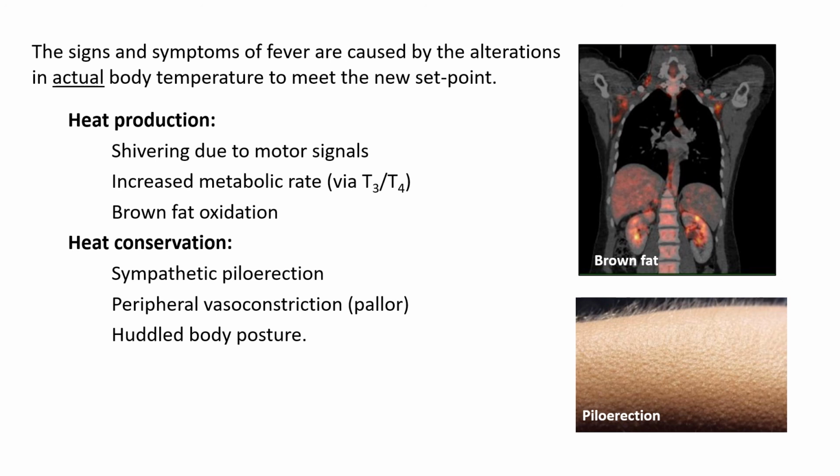Heat conservation, another process, is that huddled body posture. We're stimulated to curl up and try and preserve heat. So these are all signs that what's happening is the pyrogens have increased the set point in the hypothalamus, and the body is trying to increase the actual body temperature to meet that new set point.